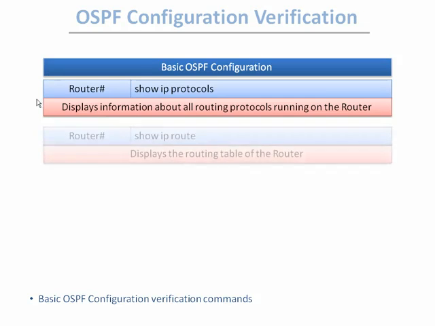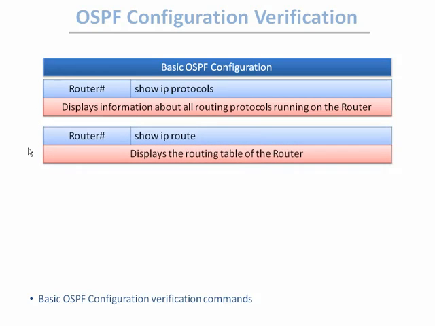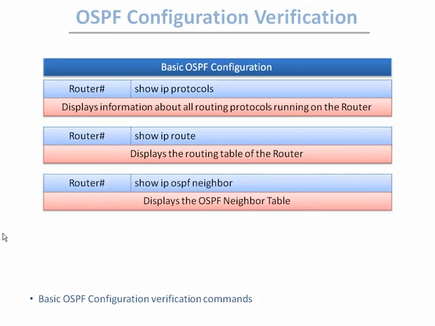The next command we can use is show ip route, which shows the routing table of the router. And in the routing table, again, I'm reminding you that it is only the best paths to all the destinations that the router can see. Not all the possible paths, but only the best paths to those destinations. The next command we can use to verify is show ip ospf neighbor, which displays the neighbor table of the router. In this neighbor table, we have a list of all directly connected neighbors.